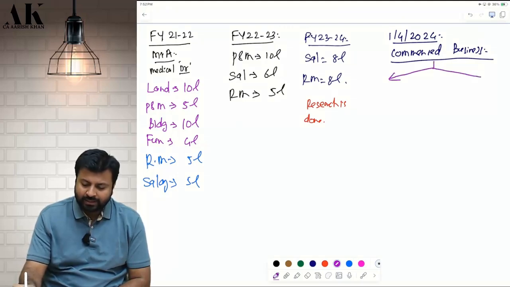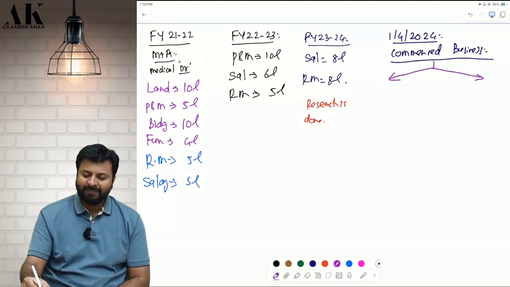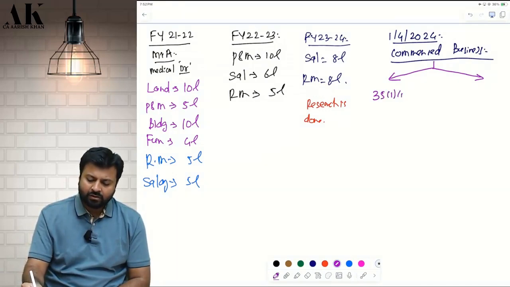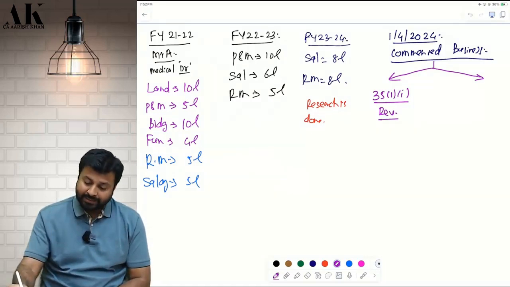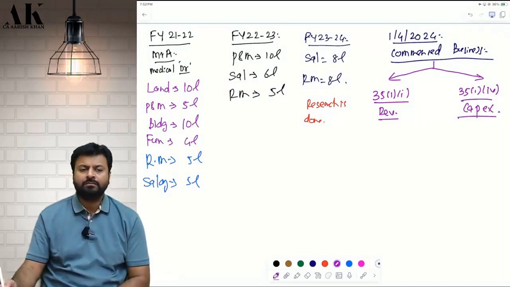Under which section, sir? So government has created two sections. See on the board, 35 subsection 1 clause 1. This is deduction for revenue expenditure. Which expenditure? Revenue expenditure. And then second section is 35 subsection 1 clause 4. This is capital expenditure. Capital expenditure. Is it clear to all of you?